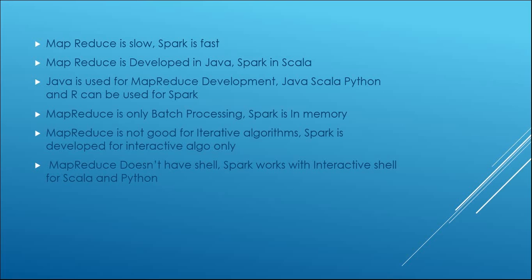Spark is fast because it works with in-memory processing. So why? Because it is working with in-memory processing, you need not store any data on local file system. That makes it faster.